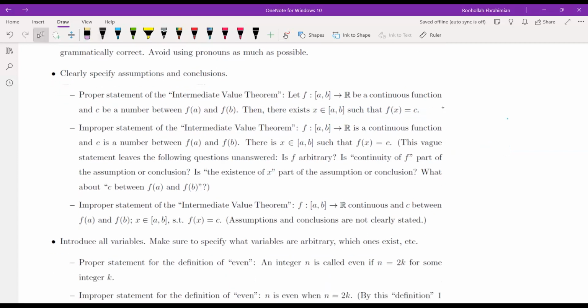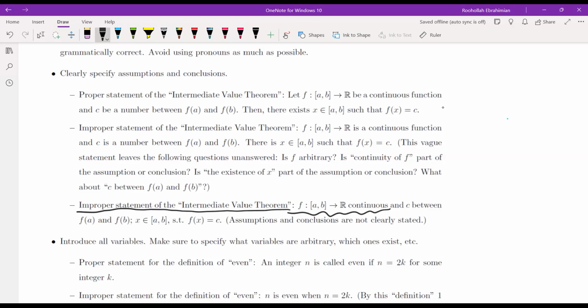And the third example is another way of writing down the intermediate value theorem, which is also incorrect. And that is, again, f from A B to R continuous. This is even more unclear. Is it continuous or is it not continuous? Because there is no verb here. This is like, even grammatically, this is not correct.